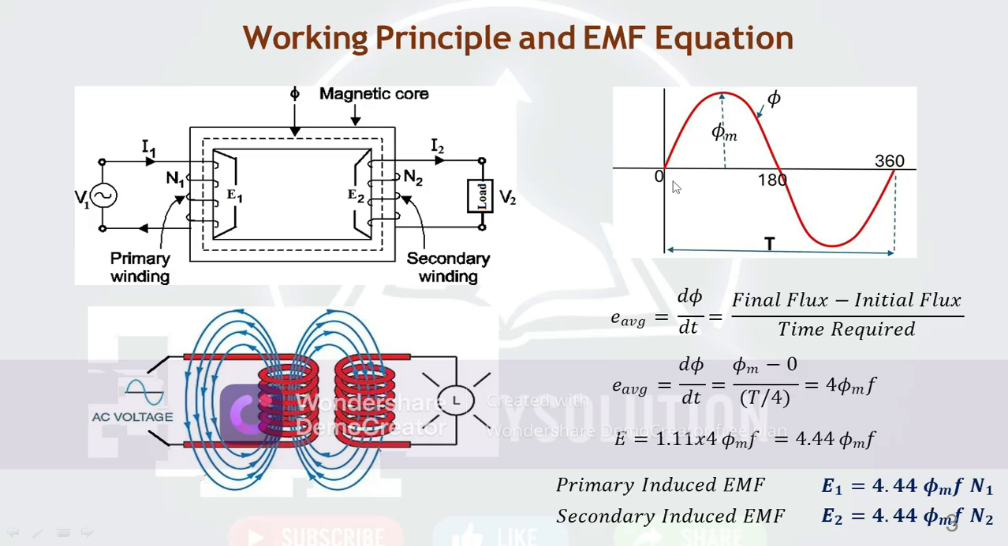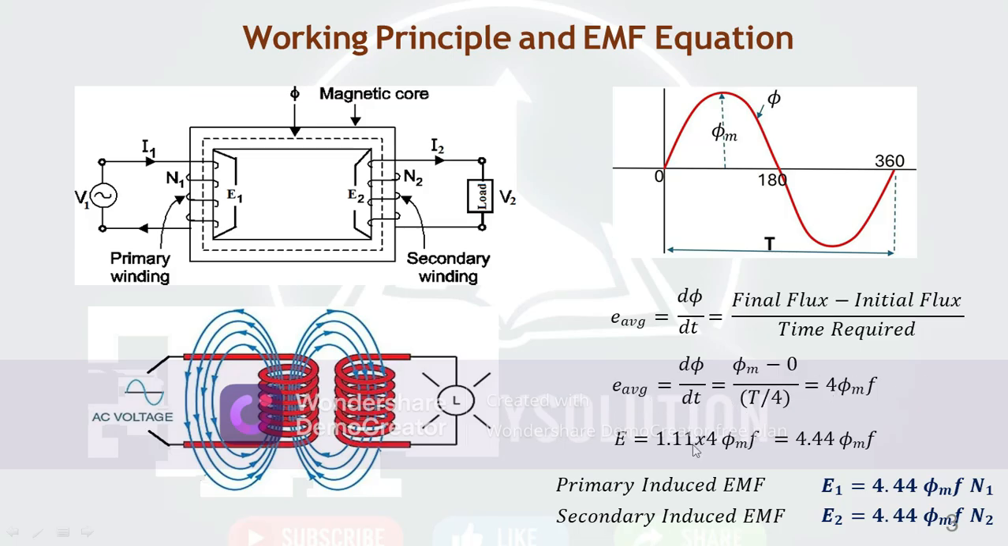The time up to 180 degrees is T by 2, and up to 90 degrees it will be T by 4. So dt is equal to T by 4. By simplifying this, we get 4 into phi m into f, where f is 1 upon T. This is the average value.